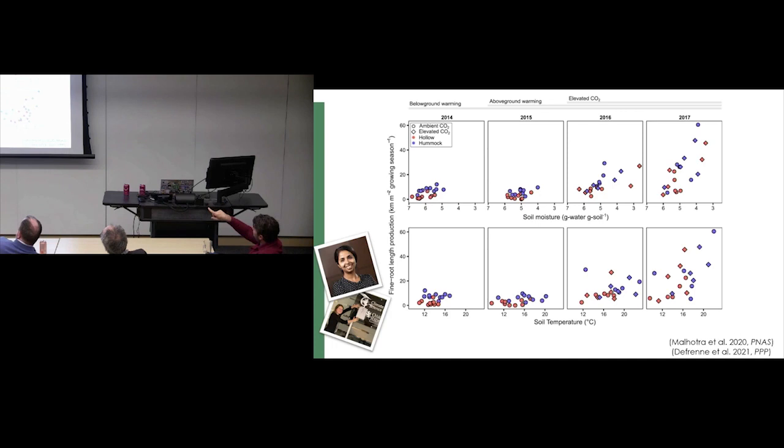So we have ambient and elevated CO2, but this is the temperature, right? So they're growing more with increasing warming, and there's no CO2 effect yet, is what that's saying. Hummocks and hollows are similar, and CO2 ambient and elevated are similar, but the warming is the big response here. No CO2 effect here, which is weird. We are starting to see it now, though.